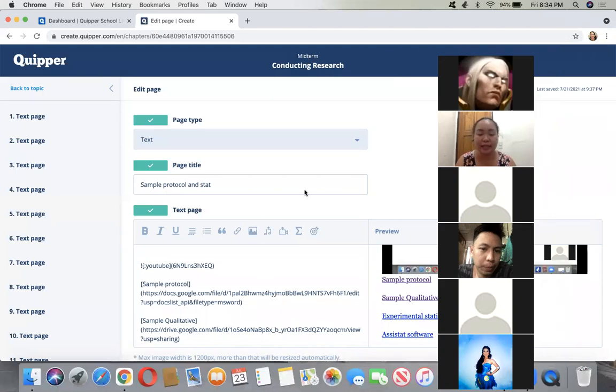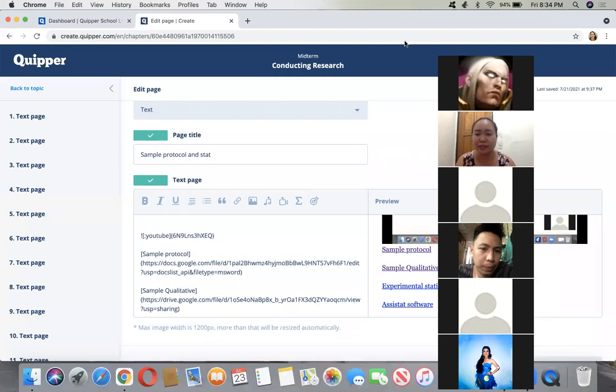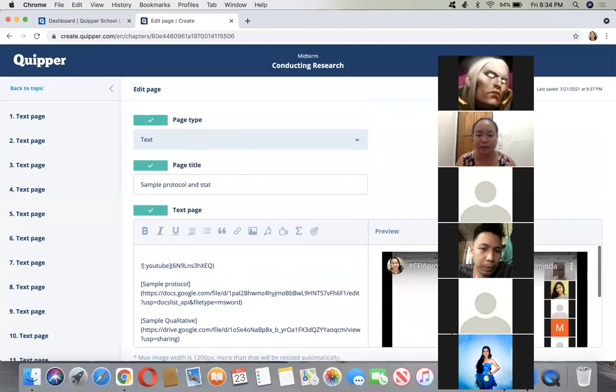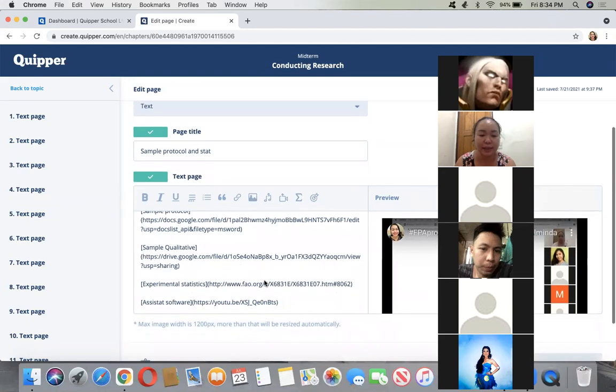So as last time we discussed, the protocols for the fertilizer and bioefficacy test. So I have here a sample.